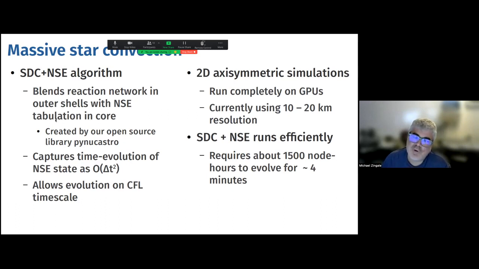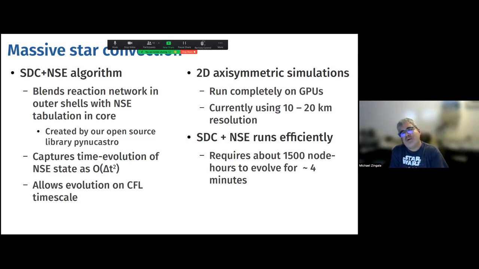So what we do is we build a big table of NSE. We're doing this with an open source library that we developed called pynucastro that captures the correct composition as well as the evolution of the electron fraction due to weak interactions, and it allows us to blend nuclear statistical equilibrium from hundreds of nuclei, or order 100 nuclei, to an on-grid network of 19 nuclei and seamlessly blend these together.